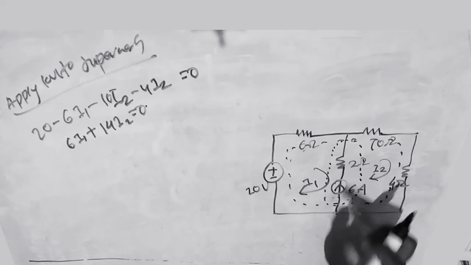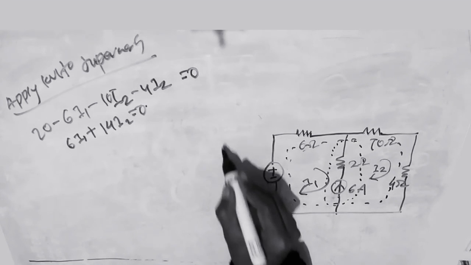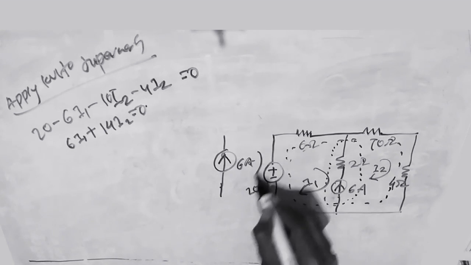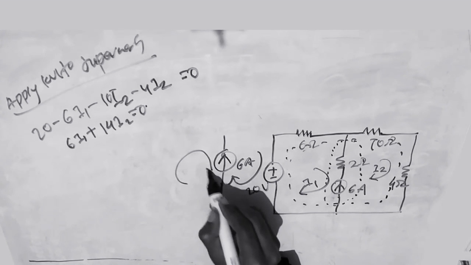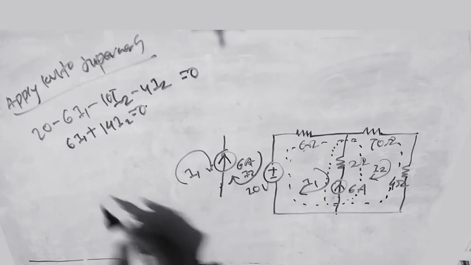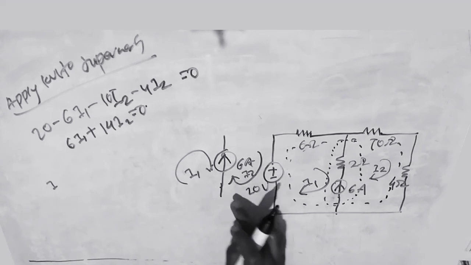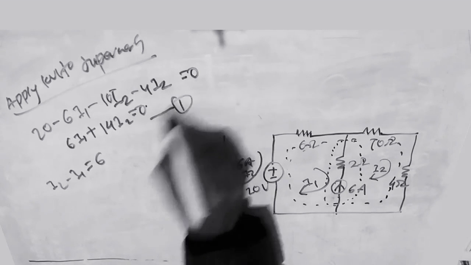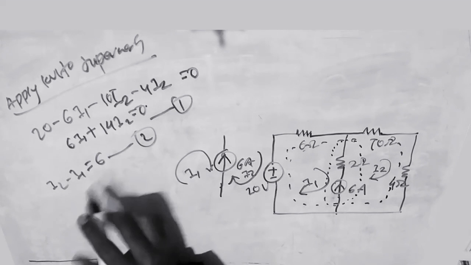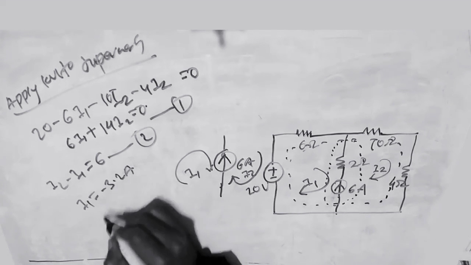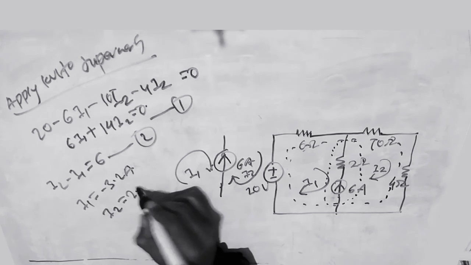Here we have discarded these elements. The 6 ampere is in this direction, and I2 is in the direction of the 6 ampere and I1 is opposite to the direction of the 6 ampere. So we can write I2 minus I1 equals 6, which is equation second. On solving equations 1 and 2 we get I1 equals minus 3.2 ampere and I2 equals 2.8 ampere.